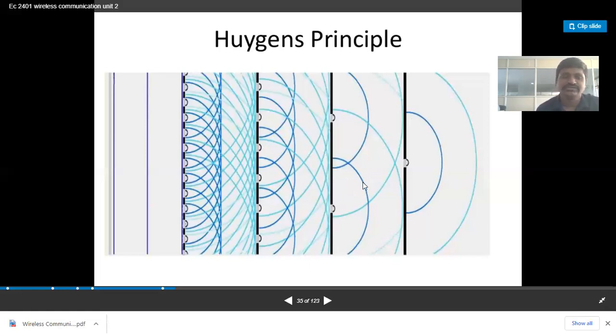So diffraction is caused by the propagation of secondary wavelets into a shadowed region. The field strength of a diffracted wave in the shadowed region is the vector sum of the electric field components of all secondary wavelets in the space around the obstruction. This diffraction phenomenon is explained by the Huygens principle.